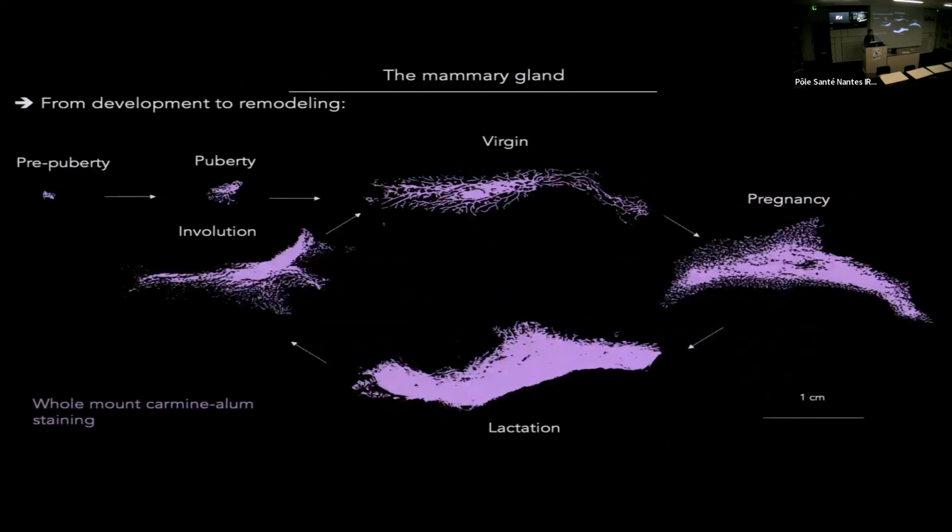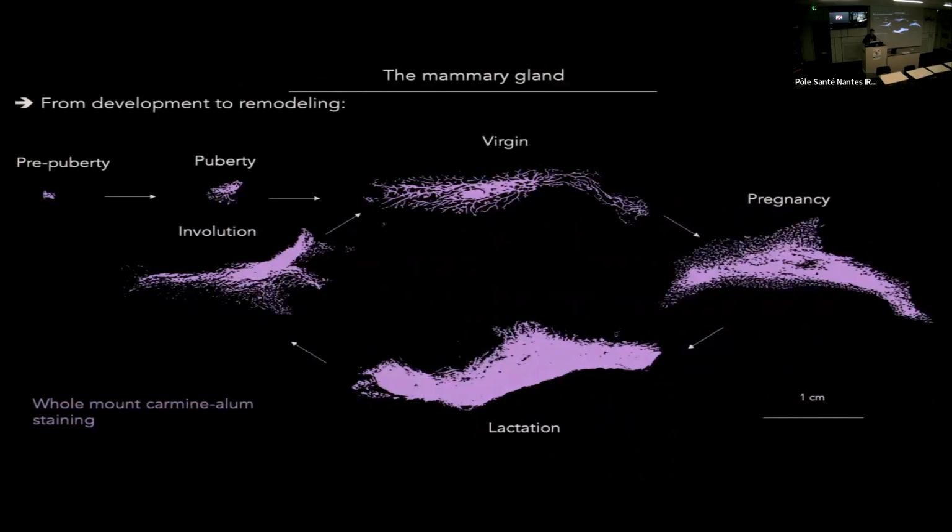The mammary gland starts its development during mid-embryogenesis, but it remains relatively rudimentary until puberty, a stage at which, under the influence of hormones, the mammary gland will undergo a first important phase of development until adulthood. And the mammary gland can undergo a second important phase of development, notably during the reproduction cycle, under the influence of hormones again, from pregnancy to lactation. Then the mammary gland can go back to a quasi-virgin state through a process called involution.